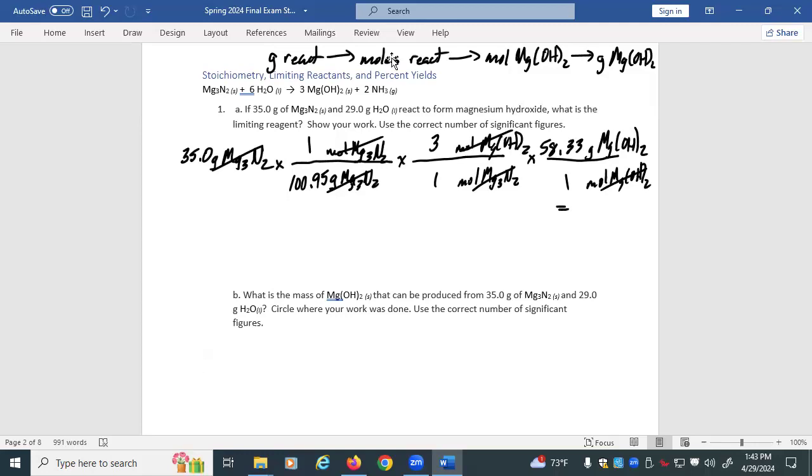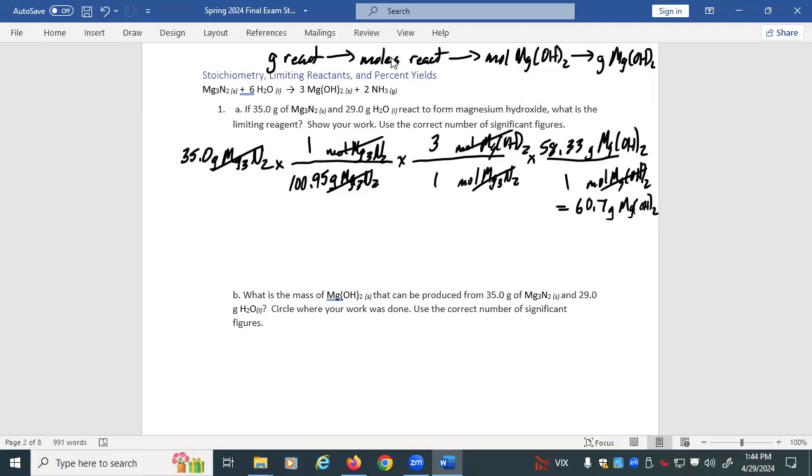If I do this calculation all the way through, 35 times 3 times 58.33 divided by 100.95, to 3 significant figures, I get 60.7 grams of magnesium hydroxide. Now, is that the correct number or not? We don't know. The reason we don't know yet is because we haven't figured out how much the water is going to make.